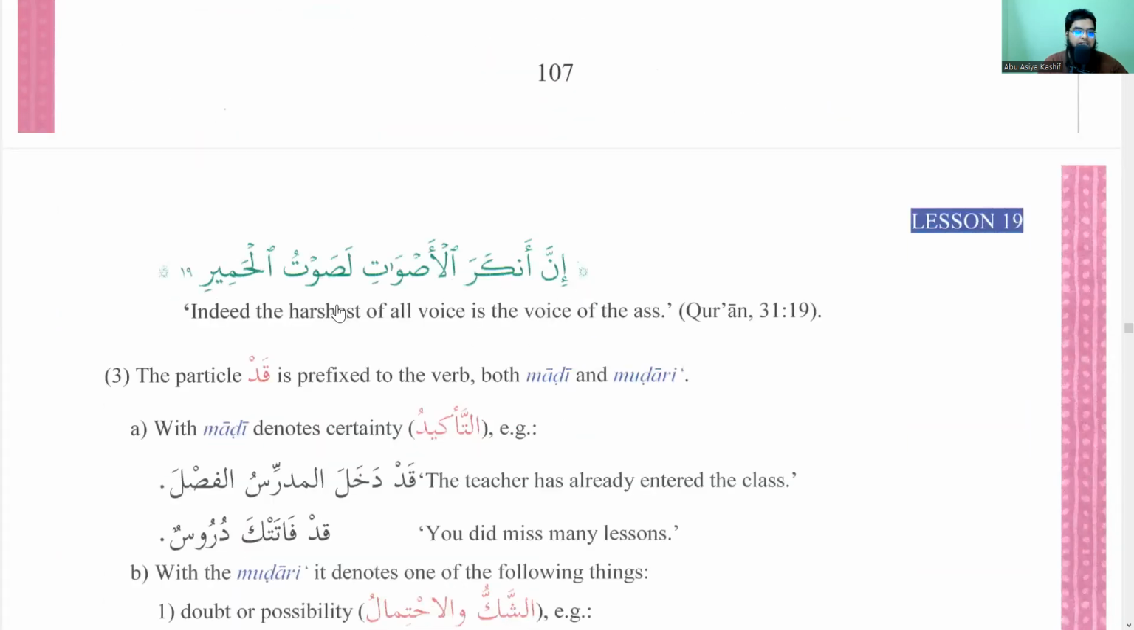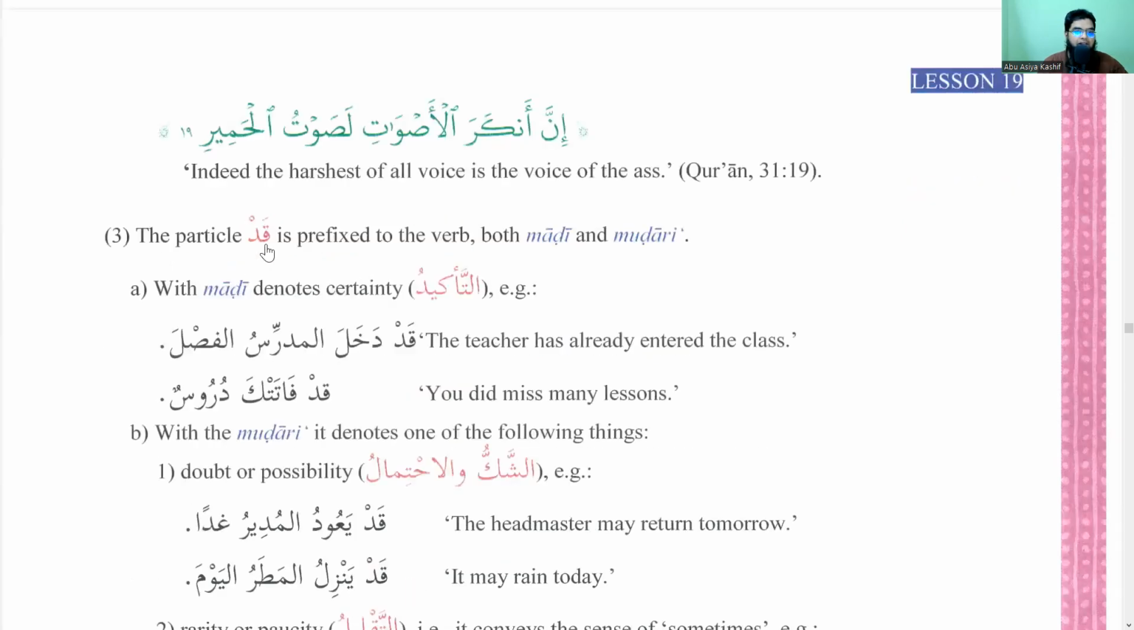Inna ankara al-aswati la sawtul hamir. Indeed, the harshest of all voices is the voice of the donkey. Ankara al-aswati, and ismu inna, and then mudafun afli, and this is the khabar of inna: la sawtul hamir. Okay, this is all about lam of muzhalaqa.